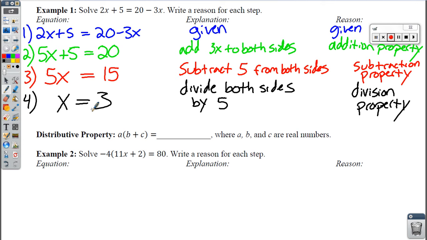So another property that we have is the distributive property. If we have A outside of parentheses and B plus C inside parentheses, we can multiply A by both things in the parentheses and then add those together. So we get A times B plus A times C. We're going to use this property in the next proof.